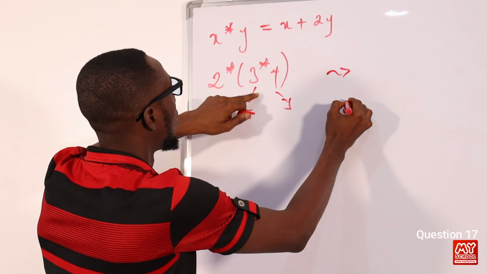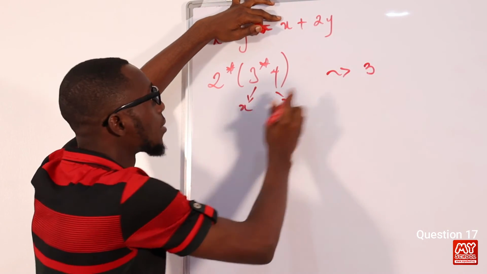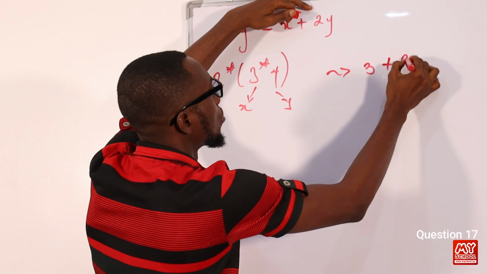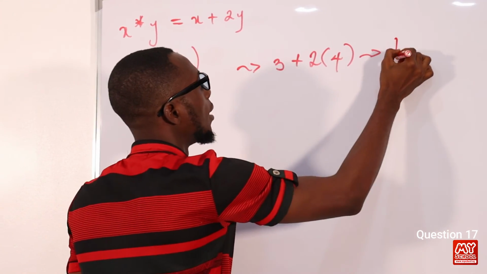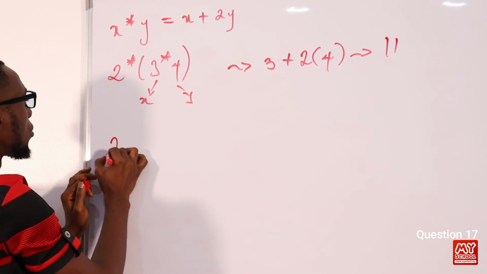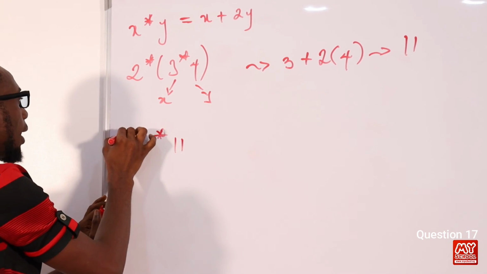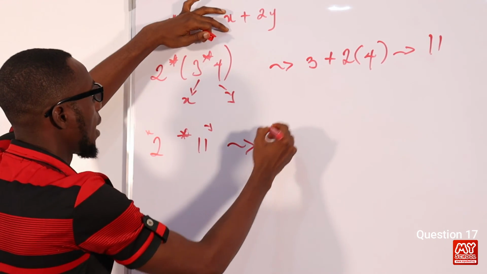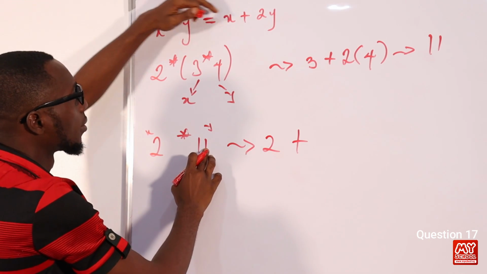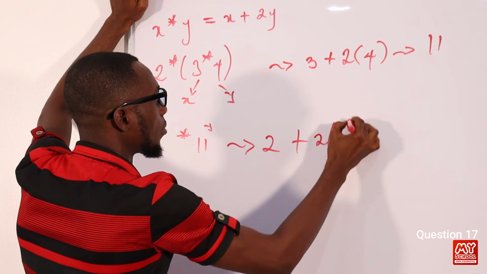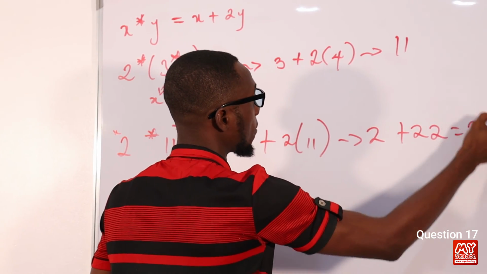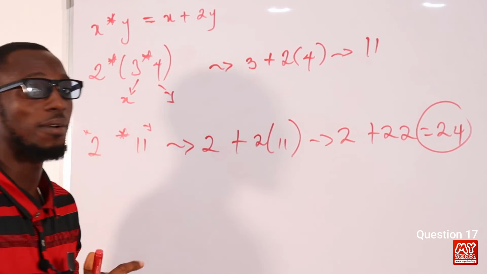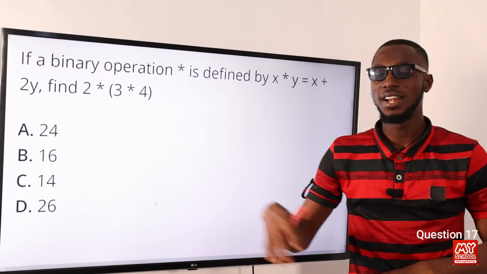So for this, it will be 3, which is x, plus 2 into bracket, our y is 4. So that will be 2 times 4, that is 8, plus 3, that is 11. Whatever is in the bracket becomes 11. So we have 2, then we have 11. This is x, and this is y. We do the same thing: x, which is 2, plus 2 times y. So we have 2 plus 2 times 11, that is 22. 2 plus 22, that is 24. Very simple, right? Let's see if we can find 24 in the options provided. Option A. So option A is your correct option.